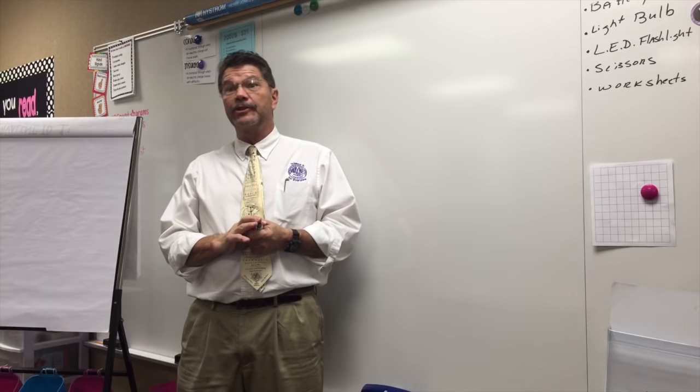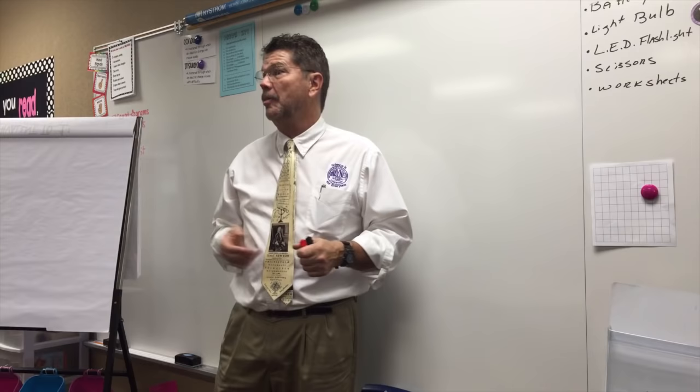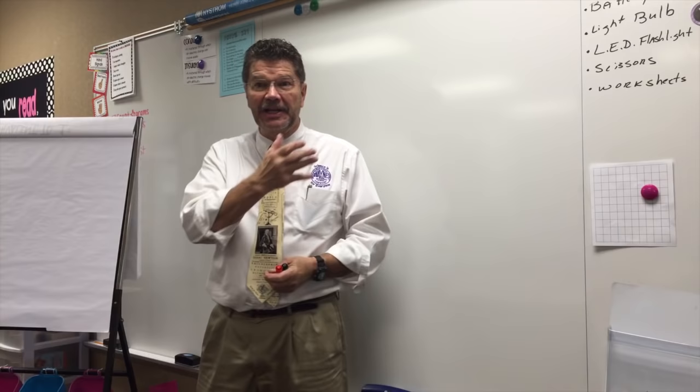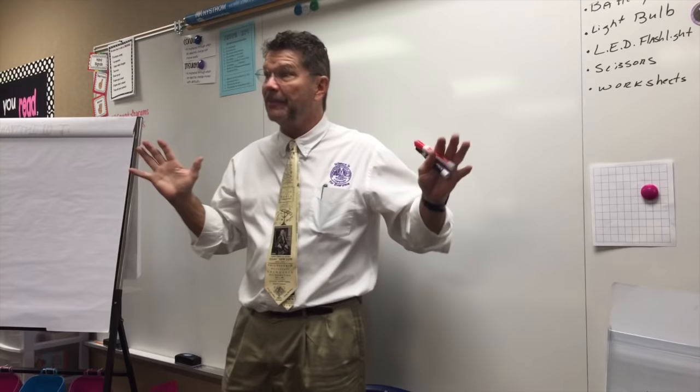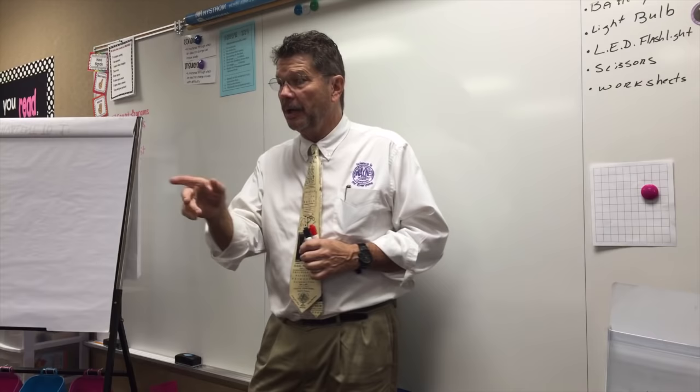First of all, we're going to learn the parts of a circuit. And the word circuit is pretty interesting. We're going to talk about that in just a minute. We're going to take apart and look at the parts of a light bulb. And then we're going to talk about things that are conductors. They let the electricity flow through them. And we're going to talk about things that are insulators, the things that stop electricity from flowing. And then finally, you're going to make some circuits and test them and see how well you can make electricity flow through a circuit.